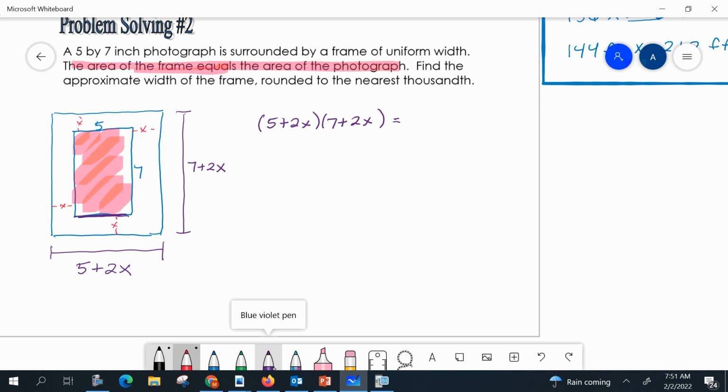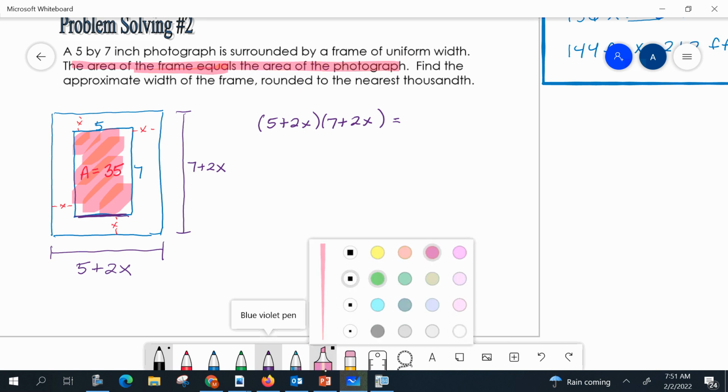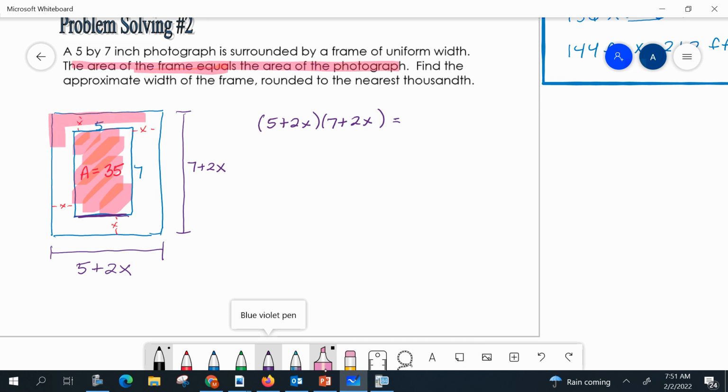So I know that the area of this photograph is going to be 5 times 7, which is 35. Well, the area of the frame is equal to that. And so I'm going to highlight this also in pink. And so both of these are going to be 35. And so this is going to be 35 plus 35. So we're going to basically set this equal to 70.